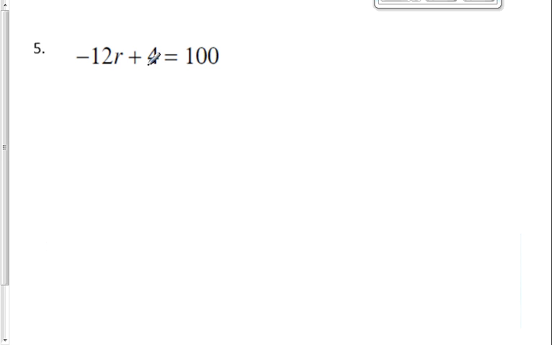Number 5 says negative 12 times r plus 4 equals 100. Okay, r's best friend is negative 12, so I'm going to leave that alone right now. What I want to get rid of is my plus 4. So what's the opposite of adding 4? To subtract 4. Do it to one side, do it to the other side. By doing that, the 4's went away and left me with negative 12 times r is equal to, and over here, when I combine this together, 100 minus 4, that gives me 96.